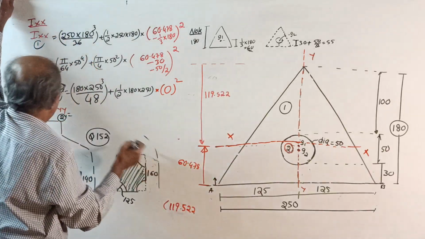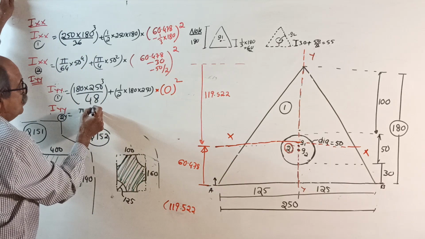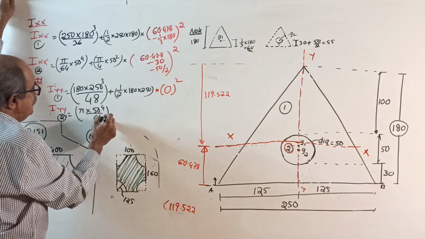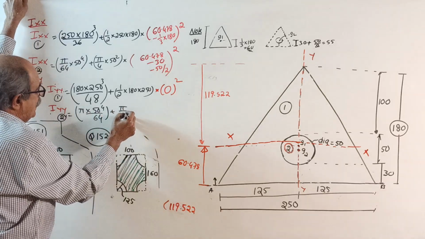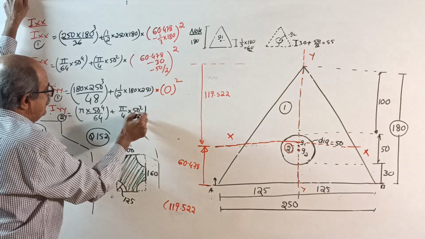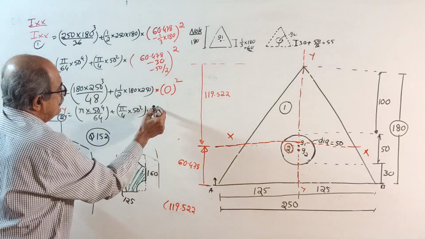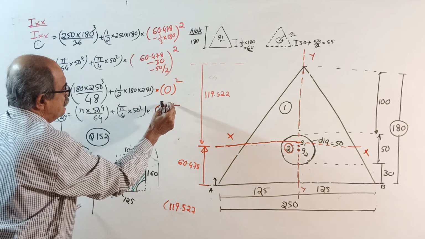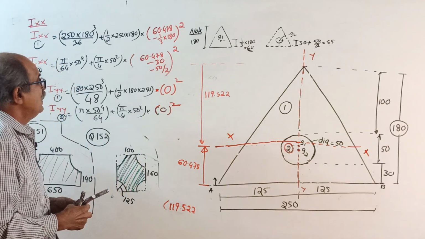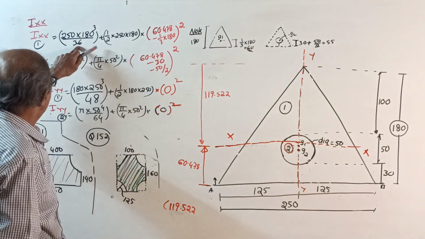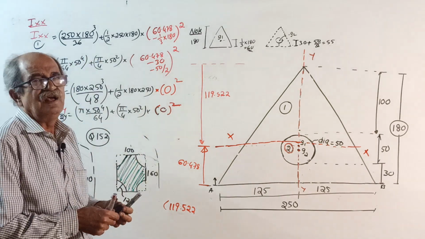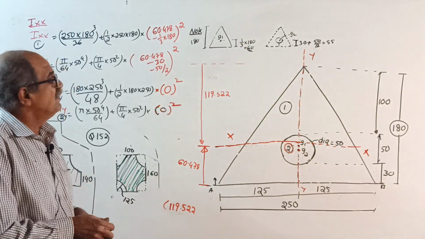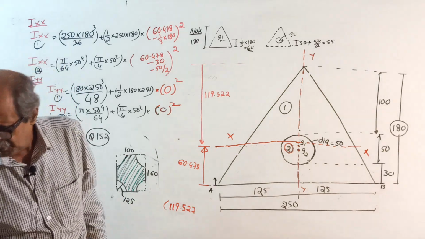Circle: pi into 50 power 4 by 64 is IG, plus pi by 4 of 50 square is the area, into once again 0 square. I will not explain now why 0 square. If somebody has doubt why 0 square is there, why he wrote 36 here, why you put 48 here, that means you have got a problem. You are not serious in studying. I cannot help such people. Very sorry, I will tell.